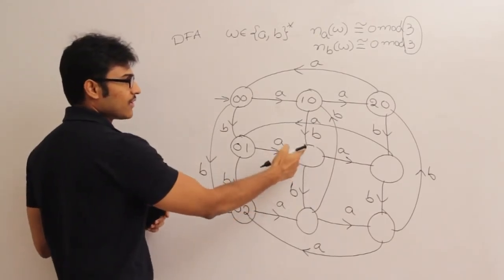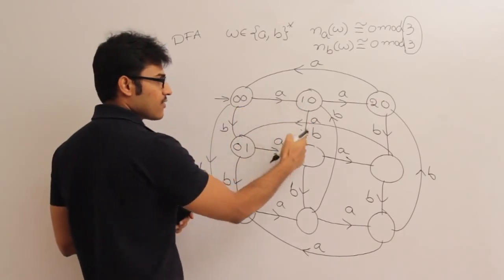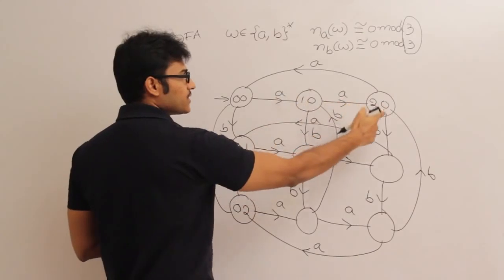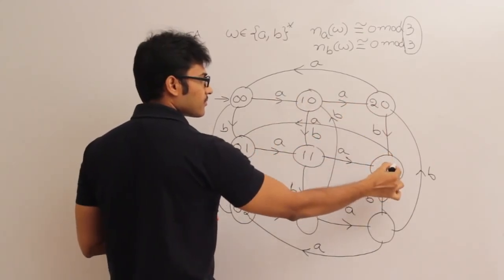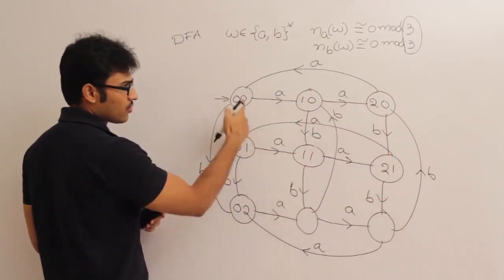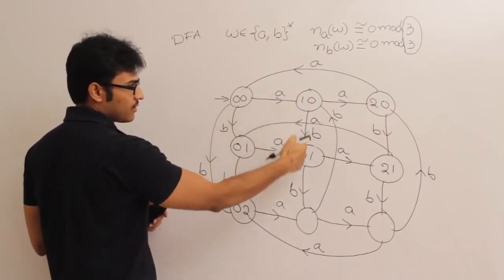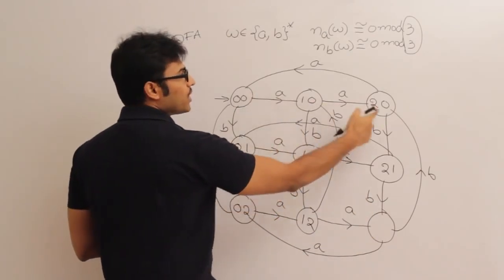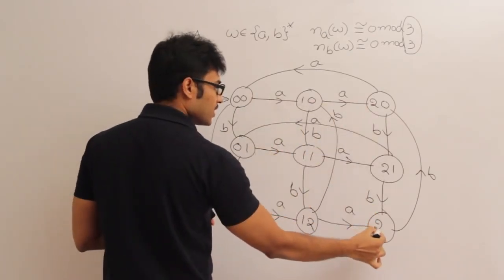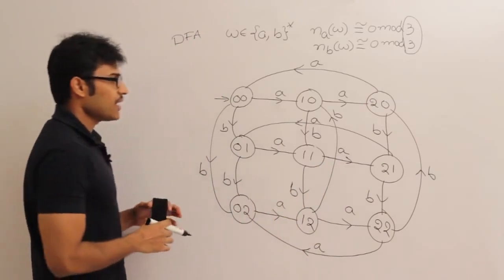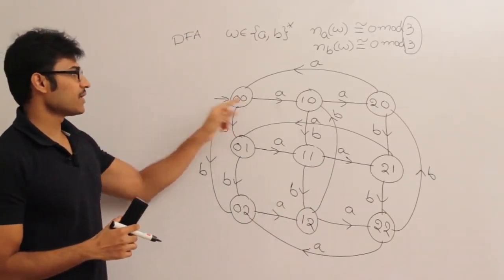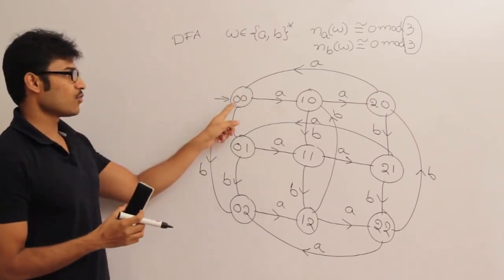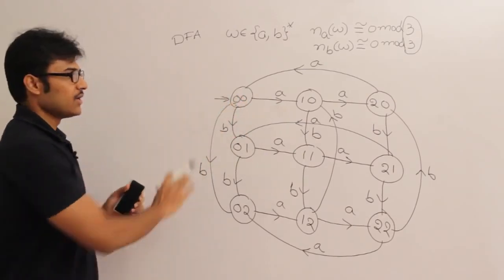If I have to reach this one, I have to go with 1 A, 1 B. If I have to reach this one, I have to go with 2 A's, 1 B. To come to this state, I have to go with 1 A and 2 B's. To reach this one, I have to go with 2 A's, 2 B's. After writing these numbers, actually these numbers are nothing but the number of A's mod 3 and the number of B's mod 3. You can check it later.